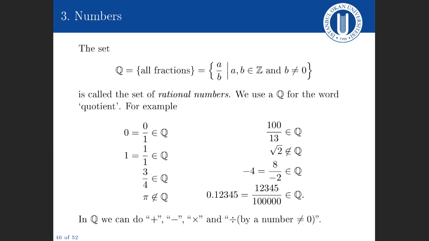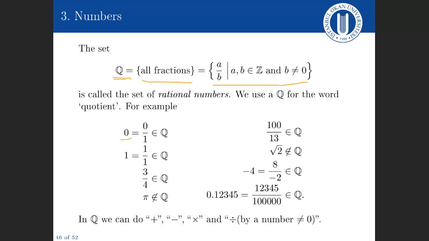And the numbers that humans invented to be able to always do division, as long as we're not dividing by 0, are the fractions. That's the set of all the numbers a divided by b, where a and b are integers and b is not 0. And this set is called Q, for the English word quotient. This set is called the set of rational numbers.